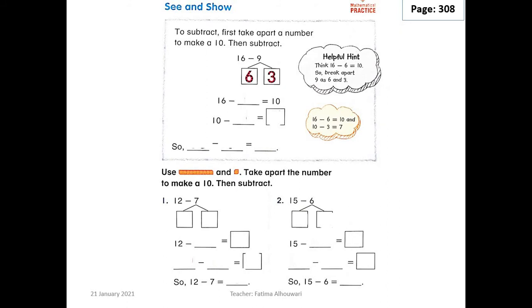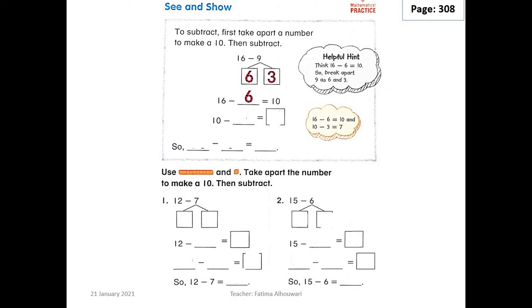Now the second step is to make 10. So which part of 9 should be taken away from 16 so that 10 is left? What do you think? 3 or 6? Yes, of course, it's 6. So 16 minus 6 equals 10.